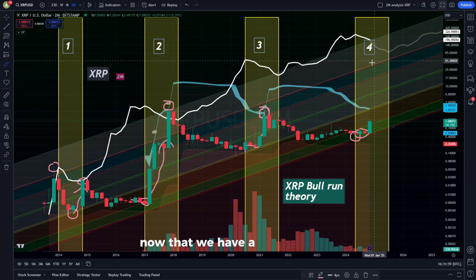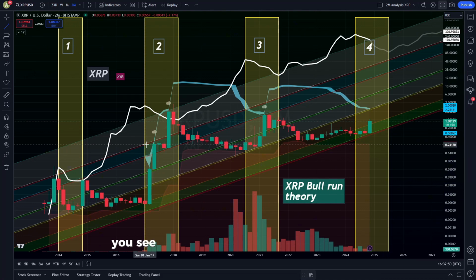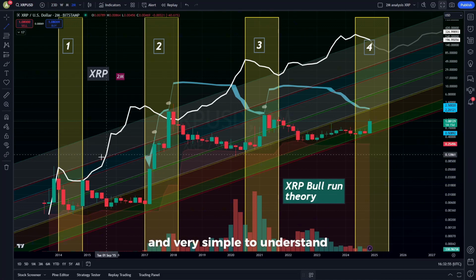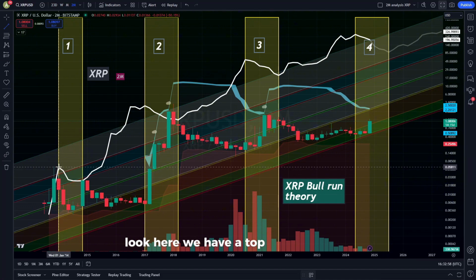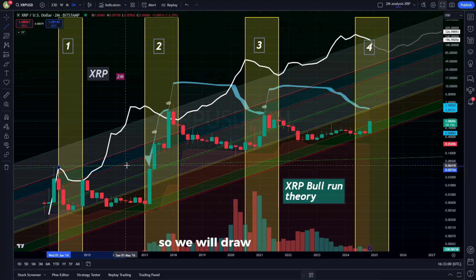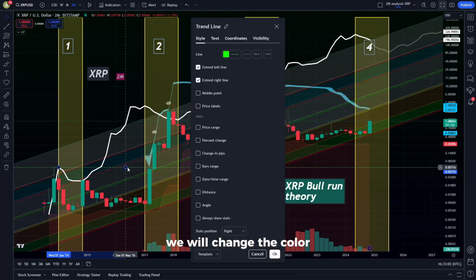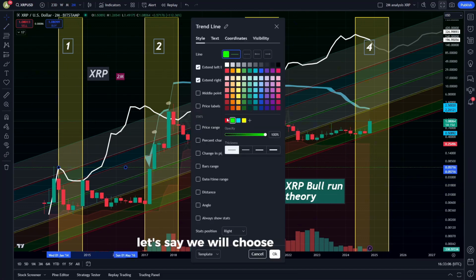Now that we have a time window, what could be the price that we could reach? You'll see my analysis is very straightforward and very simple to understand. Look, here we have a top for Bitcoin, right? So we will draw a line, okay? We will change the color. Let's say we will choose a red color and a big line like this, okay?